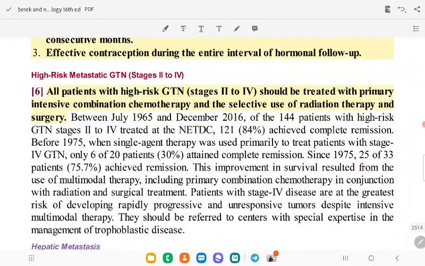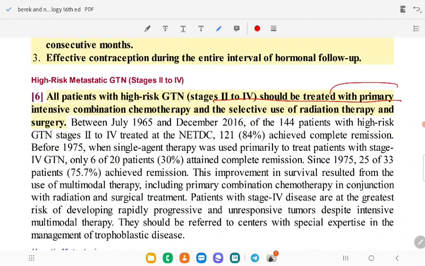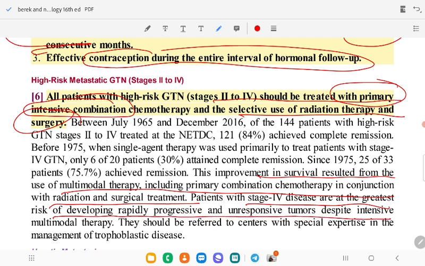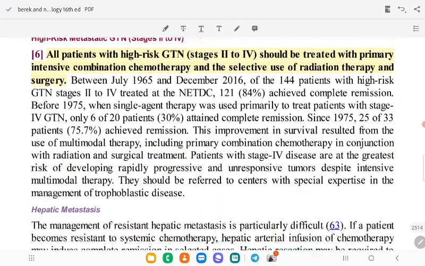High risk cases: all patients with stage 2 to stage 4 should be treated with primary intensive combination chemotherapy, selective radiation therapy, and surgery. Improvements are available from multimodal therapy. Patients with stage 4 have the greatest risk of developing rapidly progressive, unresponsive tumor. Despite multiple treatments, they should be referred to a central special trophoblastic disease management center.